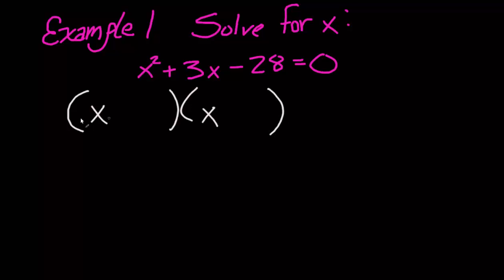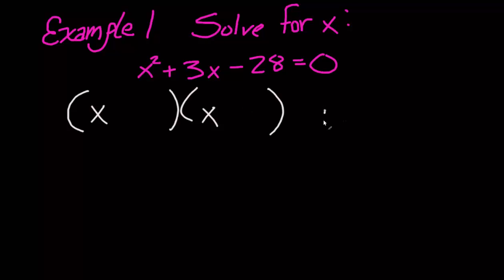Okay, because I know that we're at least going to get x squared, and the first terms multiplied by each other give x squared. Okay, guys? So next, I need to figure out what multiplies to negative 28 and adds up to 3. Okay, well, I'm just going to start doing multiples of negative 28 and testing those, okay?